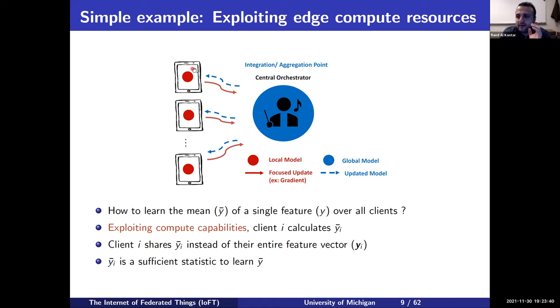However, if edge devices have some compute resources, then each device can do a simple averaging calculation, calculate yi bar, and send it back to the server. And clearly, yi bar is a sufficient statistic for the cloud to learn y bar. So the key idea here is that instead of sharing my entire raw data, I exploited my computational resources, did some small computations, and only shared whatever the cloud needed. And this is why the cloud right now becomes more of an orchestrator. Most of the data analytics is not being done on the cloud. Basically, the cloud is orchestrating the process. So this is one structure of IoFT. Definitely, there can be multiple structures, but this is just to illustrate the example.